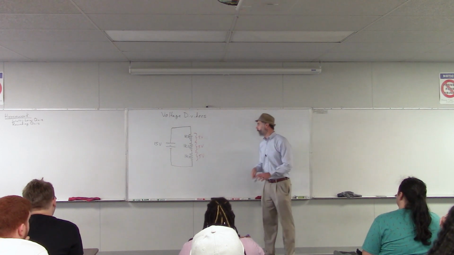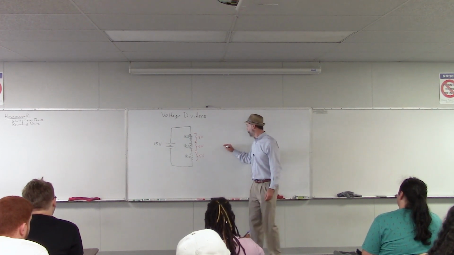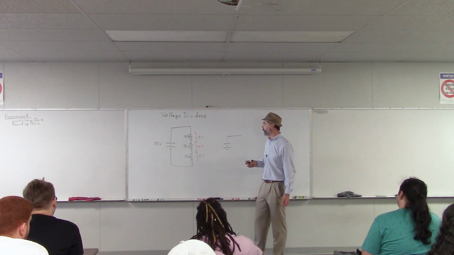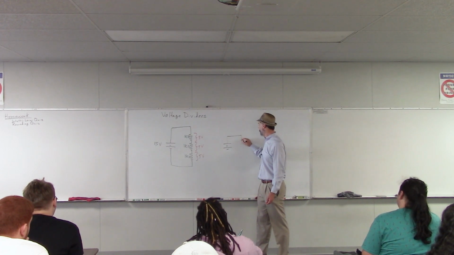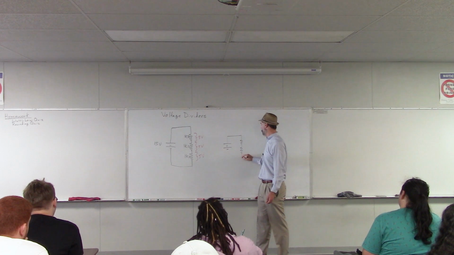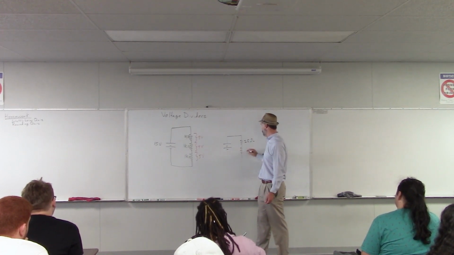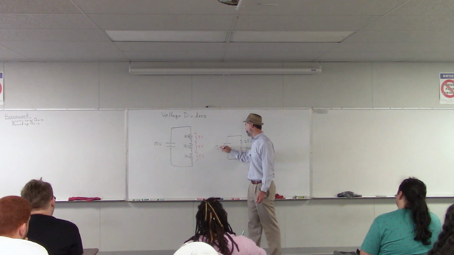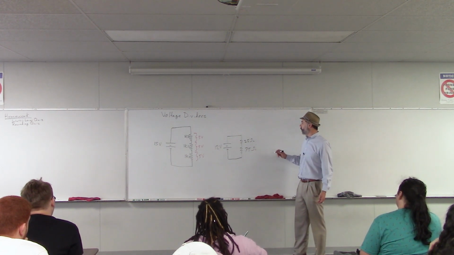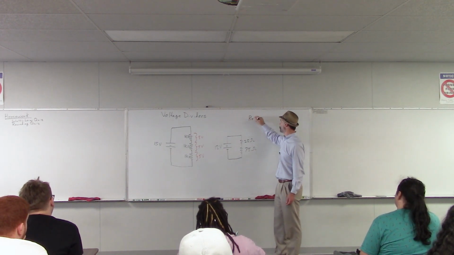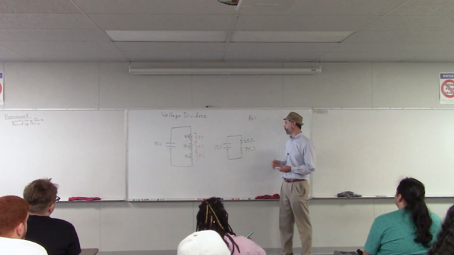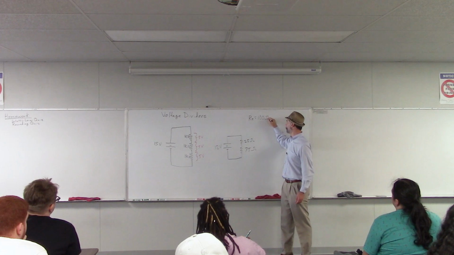If the resistors don't have the same value, then they each get a share of the total voltage that's proportional to their resistance. Let's say that we had 25 ohms here and 75 ohms down there, and say we had 12 volts there. What would be the total resistance for this circuit? It's a series circuit, so the total resistance is just the sum of the individual resistors. So the total resistance is 100 ohms.